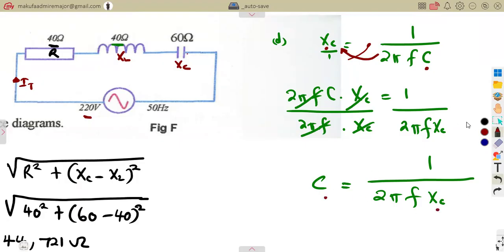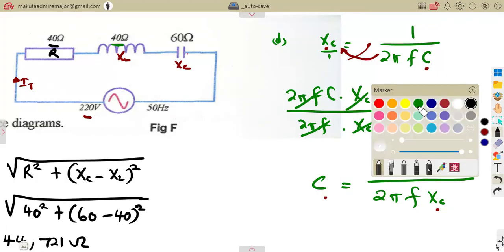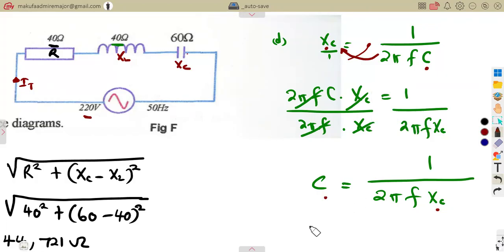If you understand it that way, you can just make it short. Instead of making all this the subject of the formula, you just need to know that this one interchanges. So this is the formula that you need, and with this you can substitute. This is 1 over 2 pi times the frequency, which is 50 hertz, times XC. Remember, the reactance across the capacitor we are given as 60.